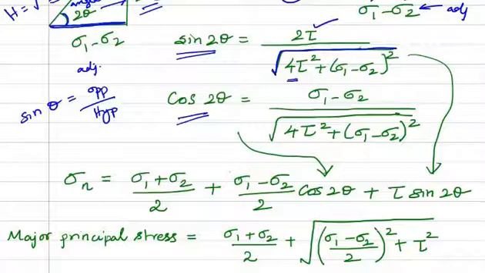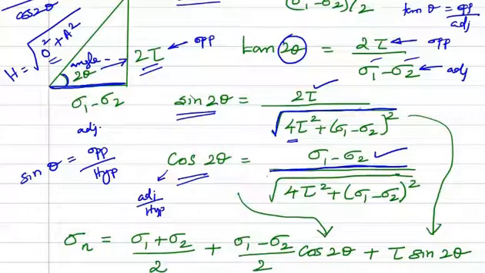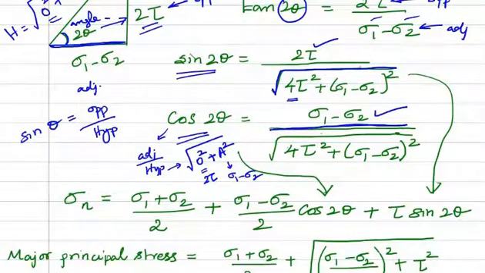Similarly, you can find cos 2 theta. Cos 2 theta is equal to adjacent by hypotenuse. So what is the adjacent? Sigma 1 minus sigma 2. So that I have written in the numerator. And what is the denominator? Hypotenuse. So what is the formula for a hypotenuse? It is the square root of the squares of the opposite and the adjacent. The opposite is 2 tau; when you square this, you will get 4 tau square. And the adjacent is sigma 1 minus sigma 2; when you square, you will get sigma 1 minus sigma 2 the whole square. So both these terms will be within the square root.